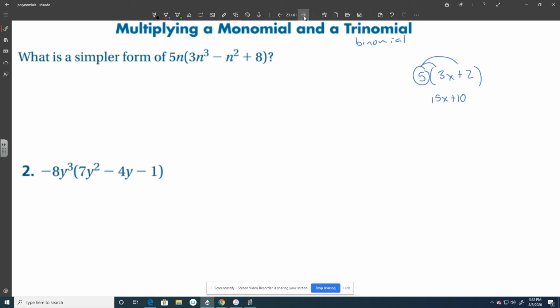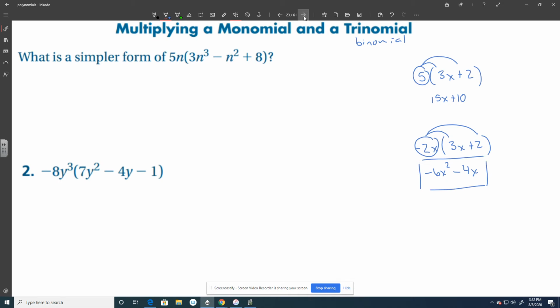And then you also learned, well, what if it's not just a 5? What if it's a negative 2x on the outside? And then let's put 3x plus 2 on the inside. This is the term in front, and I'm going to distribute that to everything on the inside. So negative 2x times 3x is negative 6x squared. And negative 2x multiplied by 2 is actually, that's a negative times a positive. So that's a negative. 2 times 2 is 4x. So that would be my answer there.